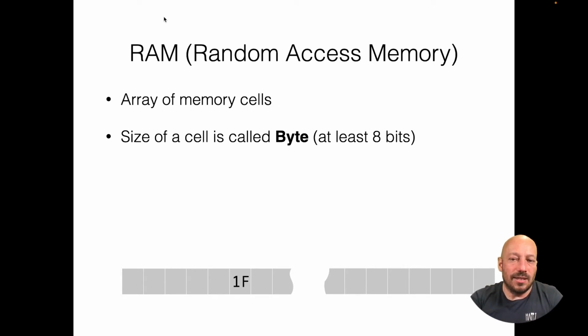This also has the advantage that we can use exactly 2 hex digits for representing the content of a memory cell. And if it's clear from the context, like here, then I will also omit this prefix 0x.